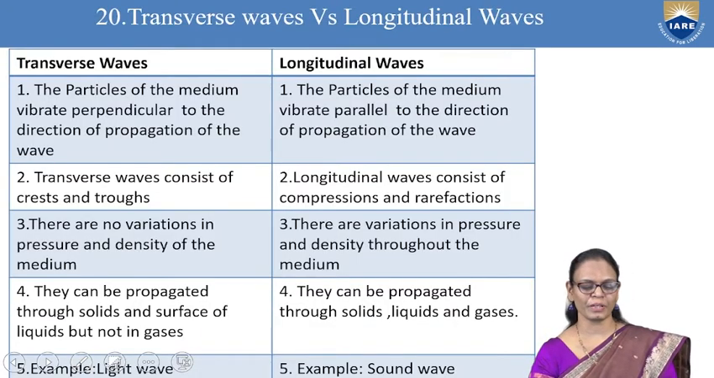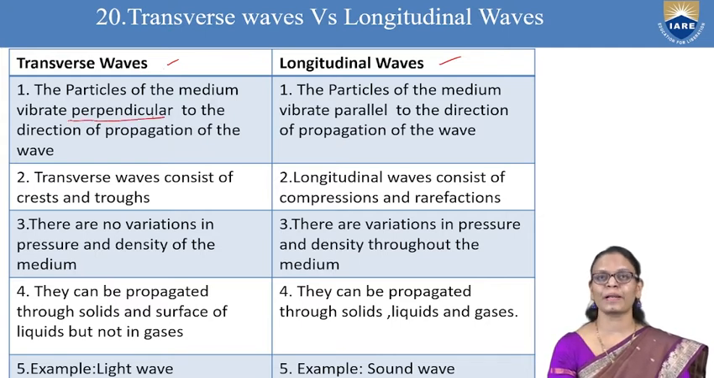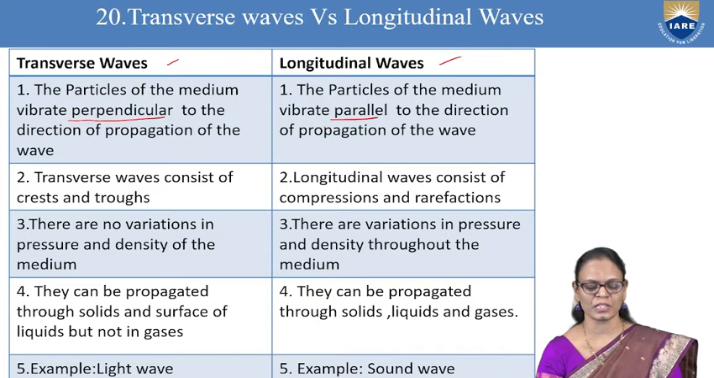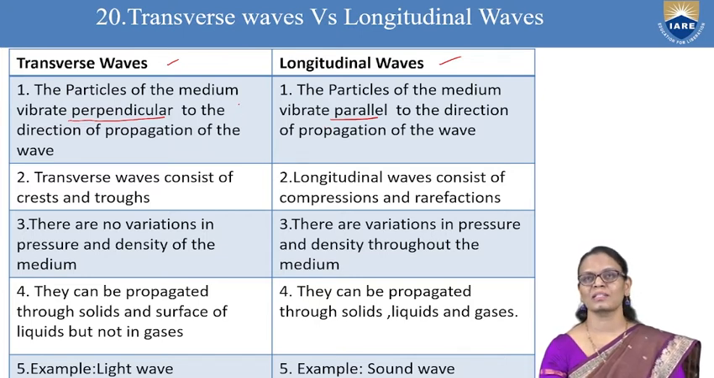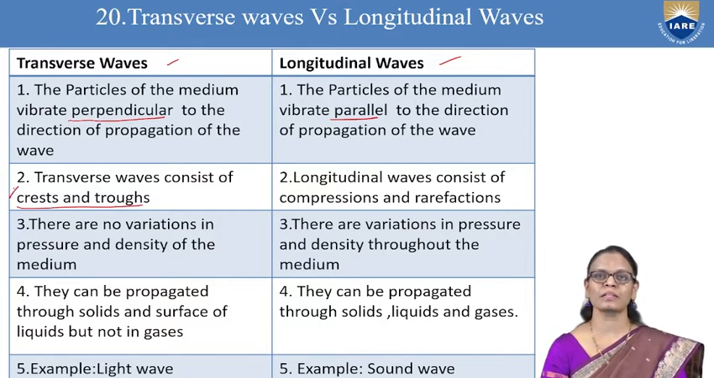Now, how do we differentiate between transverse waves and longitudinal waves? In transverse, we have seen the particles vibrate perpendicular to the direction of propagation of the wave. In longitudinal, they vibrate parallel to the direction of propagation of the wave. This is the first major difference between transverse waves and longitudinal waves, which we have already seen. The next one is that transverse waves consist of crests and troughs. A crest is the maximum displacement in the upward direction and a trough is the maximum displacement in the downward direction. So, they have a series of crests and troughs.